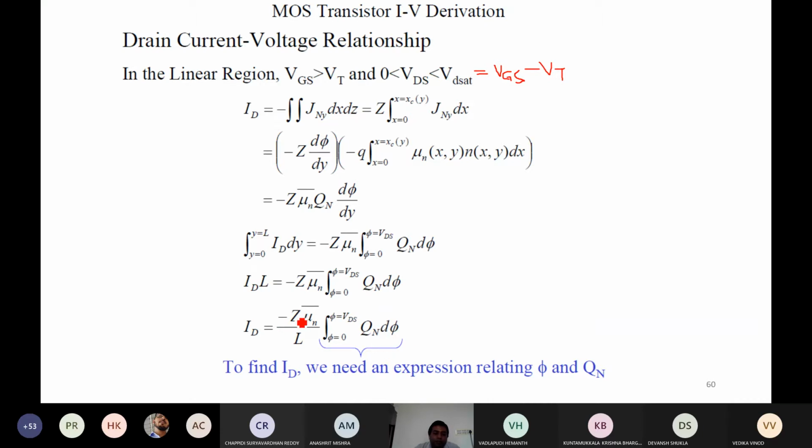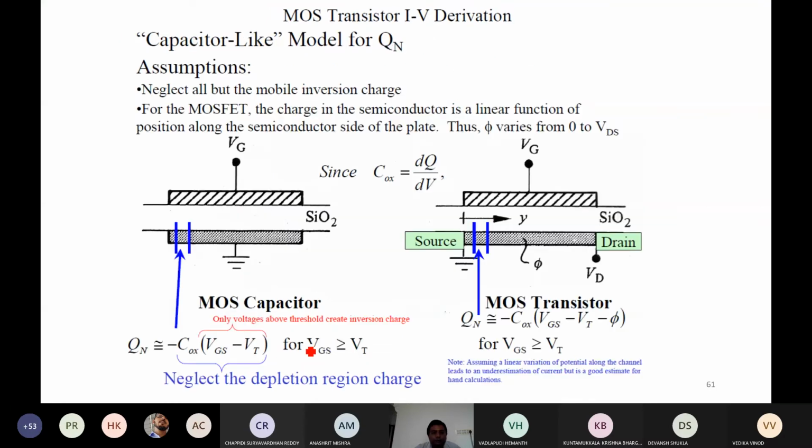And this z is basically W. Sometimes we can replace it by W also. So the minus Z mu n by L. So further, this model we will take as a capacitor-like model, as we calculate in a capacitor how to calculate charge. We know that COX equals dq by dV, and this dq equals COX into dV, whatever voltage. Means C equals Q by V, so Q equals CV. That relation we can apply.